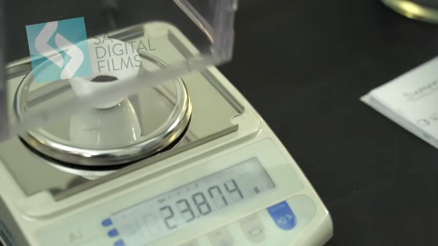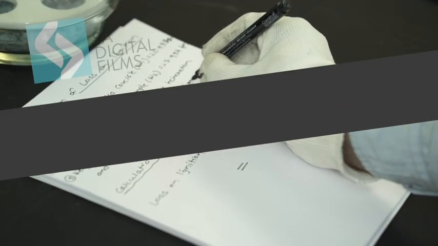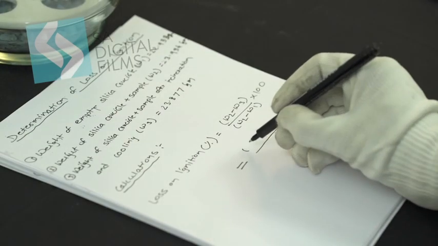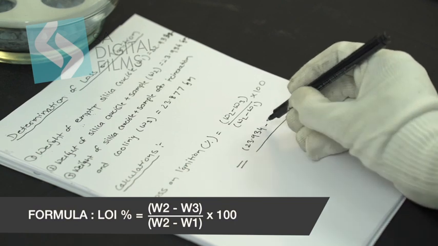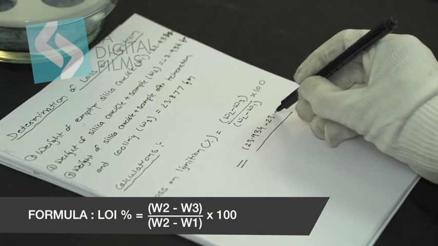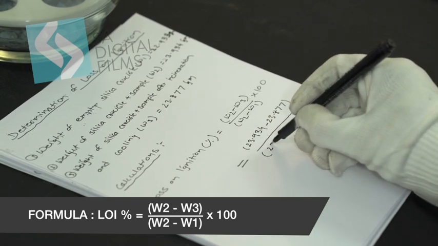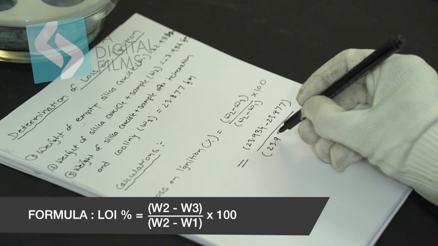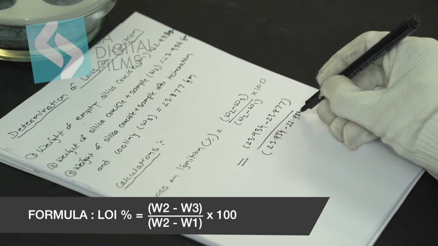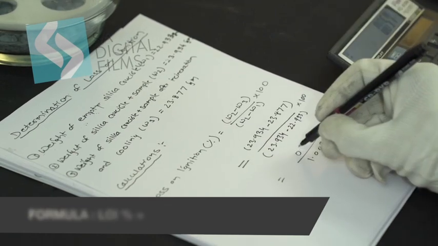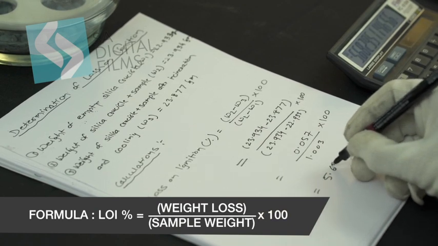Step 9. Note down the weight of the crucible with sample and denote it as W3. Step 10. Calculate the loss on ignition in percent using the formula (W2 minus W3) divided by (W2 minus W1), the whole multiplied by 100, where W1 is weight of empty silica crucible, W2 is weight of silica crucible with sample, W3 is weight of silica crucible with sample after heating in the furnace. Or loss on ignition is equal to weight loss divided by weight of sample taken, the whole multiplied by 100.